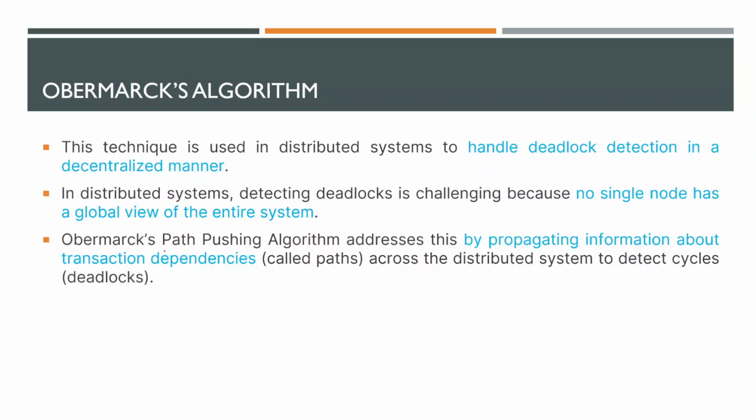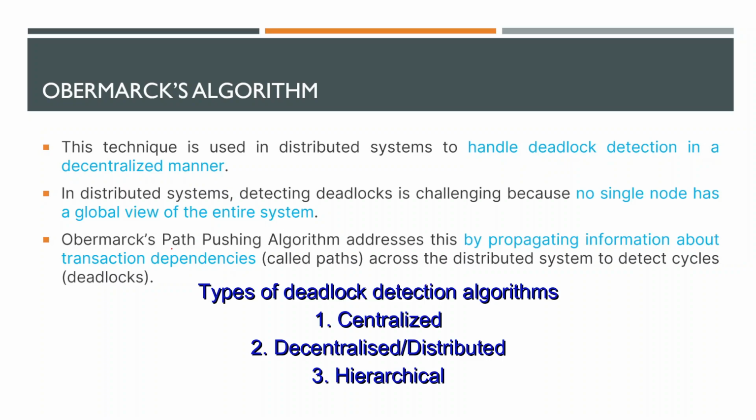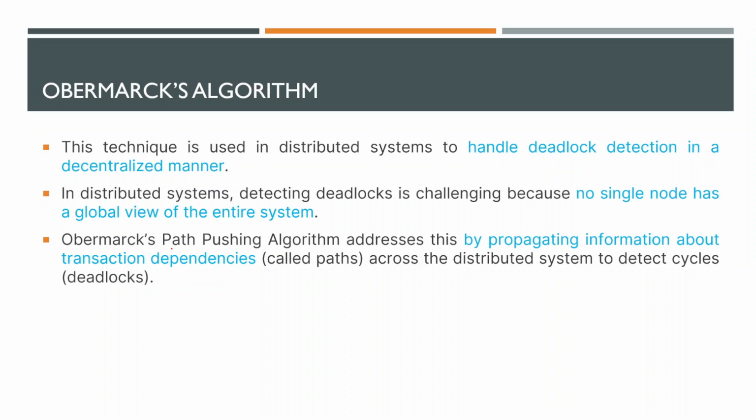In today's session, we are going to see Obermarck's algorithm. In distributed system, we can find out the deadlock by using three types of mechanisms. First one is centralized, then is decentralized, and the next one is hierarchical algorithm. In centralized algorithm, we have already discussed about Ho Ramamurthy phase 2 algorithm.